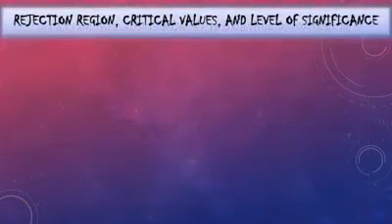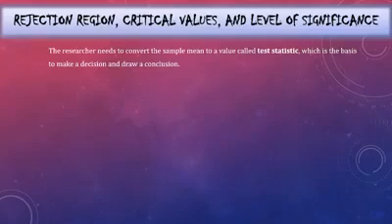Rejection region, critical values, and level of significance. With a given example, the sample mean is the value obtained by randomly selecting a group of people to gather a value called the mean, while the test statistic is a numerical value obtained from a statistical test. Meaning if the researcher needs to convert the sample mean to a value called the test statistic, it needs to undergo a statistical test. And this test statistic will be the basis to make a decision and draw a conclusion.